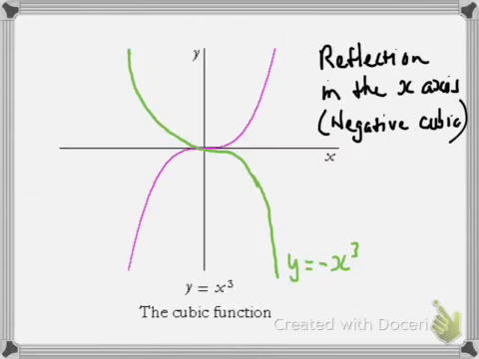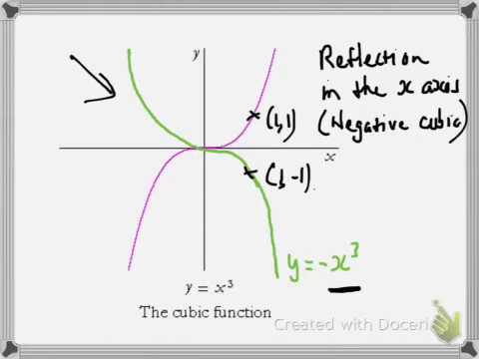Alright, reflections. If you get negative x cubed, like that, we call it a negative cubic. So the purple one is a positive cubic, our negative cubic slants the other way. It's a reflection in the x-axis. So in other words, points from here are taken down to here, reflected. Similarly as before, (1, 1) down here will become (1, -1).